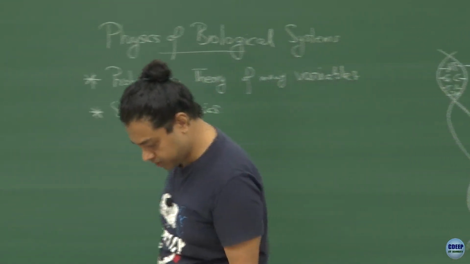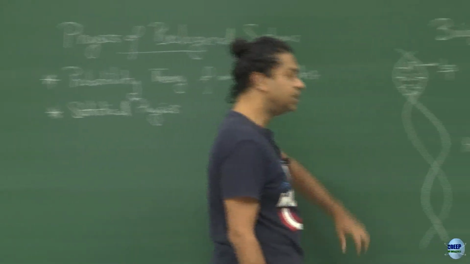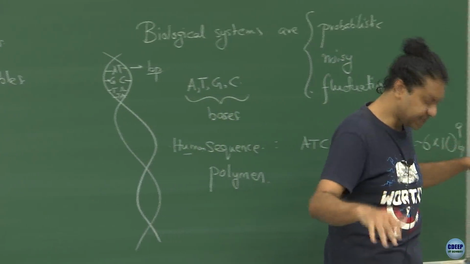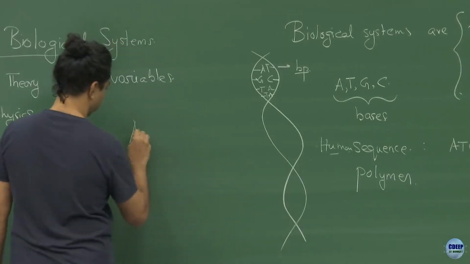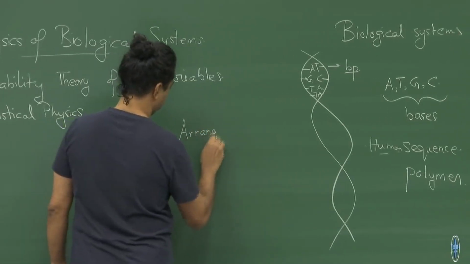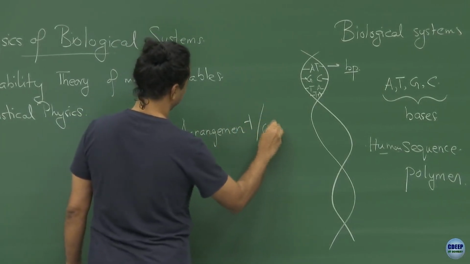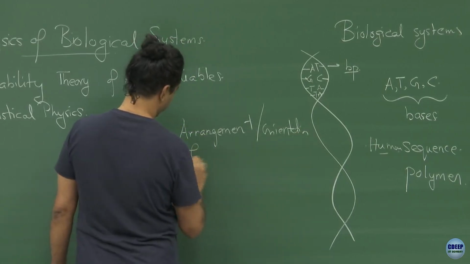Okay. So, what differences could there be that could lead to these differential cell types? Any ideas? Arrangement of DNA, arrangement, orientation, and foldings.